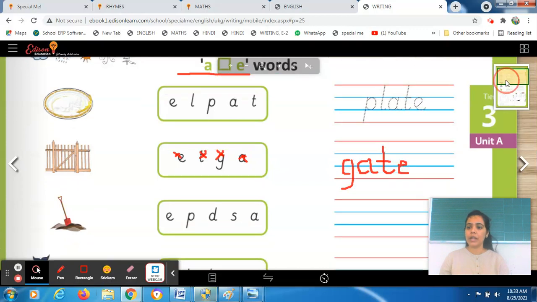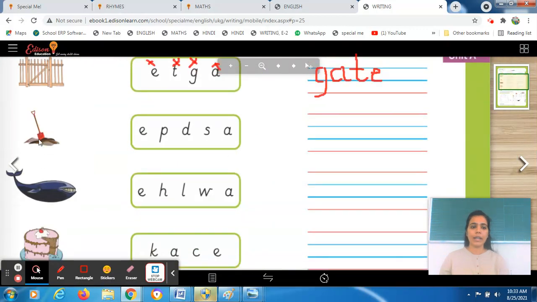Now you will see the picture first. What is the next picture? Yes, we did it. What is this? This is spade. What is it? Spade. So focus on the very first sound. What is the first sound? S. So the sound comes from S. So here you all have to write S first. Put a cross on the letter which you already wrote. So, spade. P sound comes from P. So next after S you have to write P.